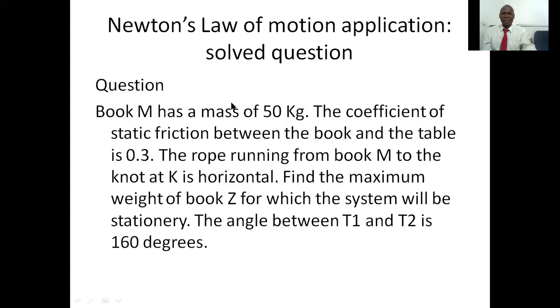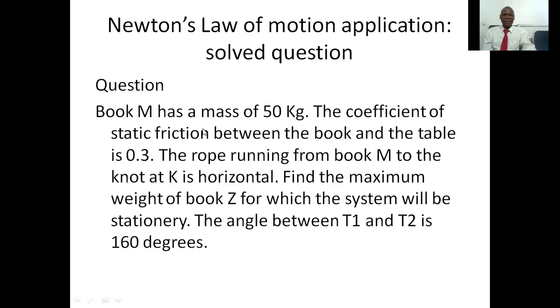As I stated earlier, we are going to look at Newton's laws of motion and how we can apply them to bodies which are not in motion. As you are aware, we did the concepts already under the laws of motion. And so today we are going to look at a solved question where we can apply them. And the question is as follows.